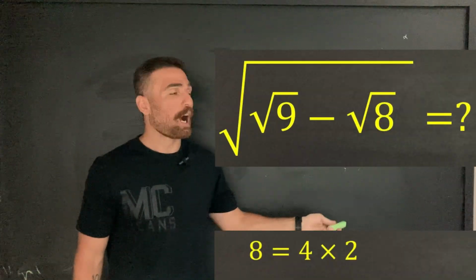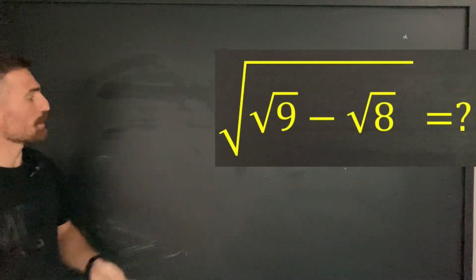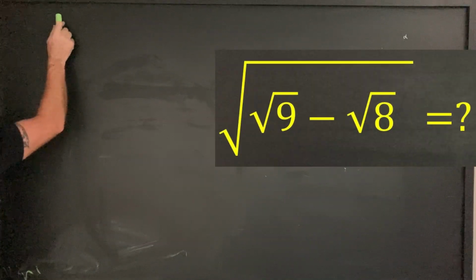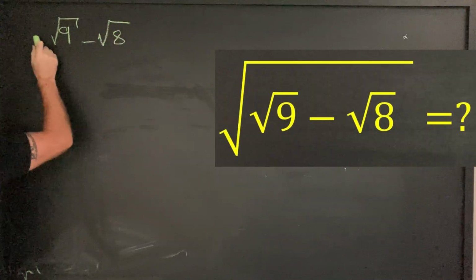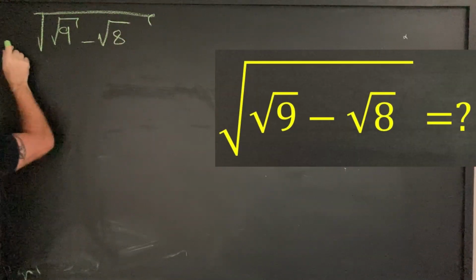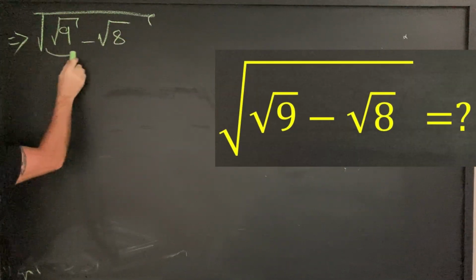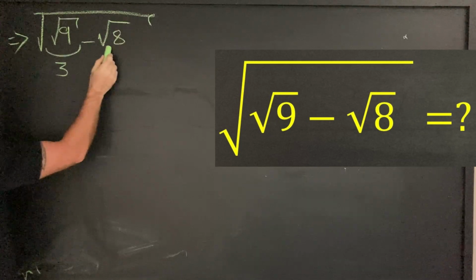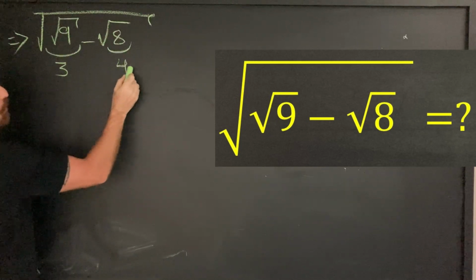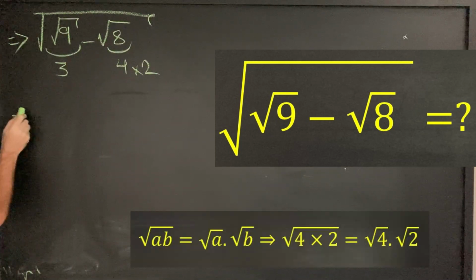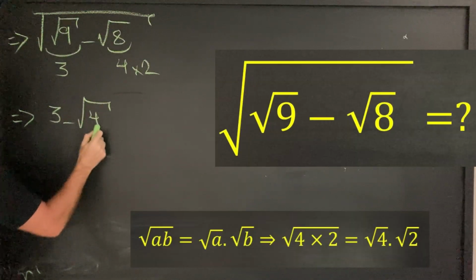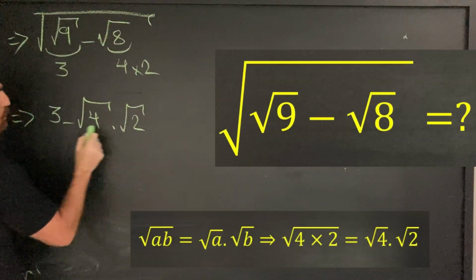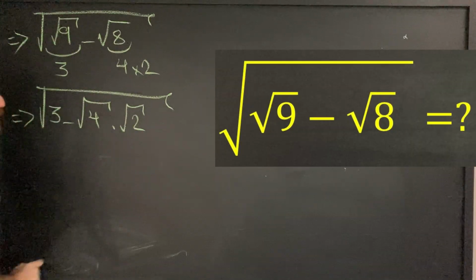So here we go. I'm going to start with rewriting this inner part, which means second root of 9 minus second root of 8. We are going to find out the square root of this expression. As you know, second root of 9 is 3. 8 can be written as a product of 4 and 2. So it is going to be in the form of 3 minus second root of 4 times second root of 2, square root of this expression.